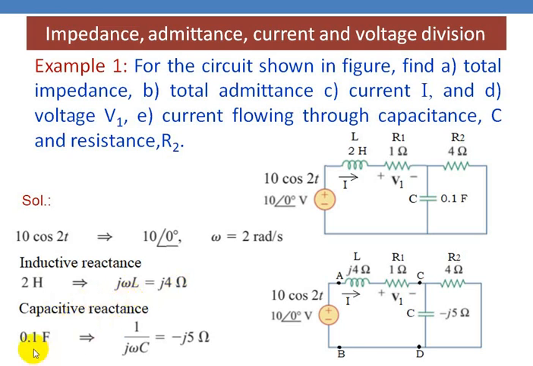Capacitive reactance: 0.1 farad is the capacitance value. Substitute in this formula 1 by j omega C. Omega is 2 radians per second. So we'll get this value as minus j5 ohms. So now redraw the circuit. Now instead of inductance and capacitance values, write their reactance values.